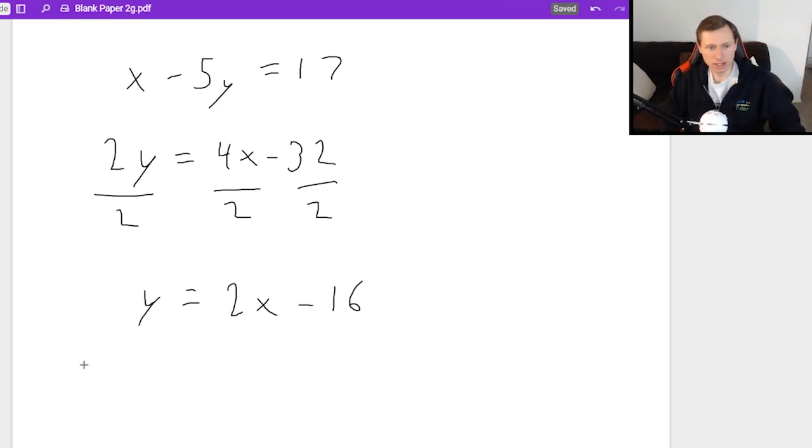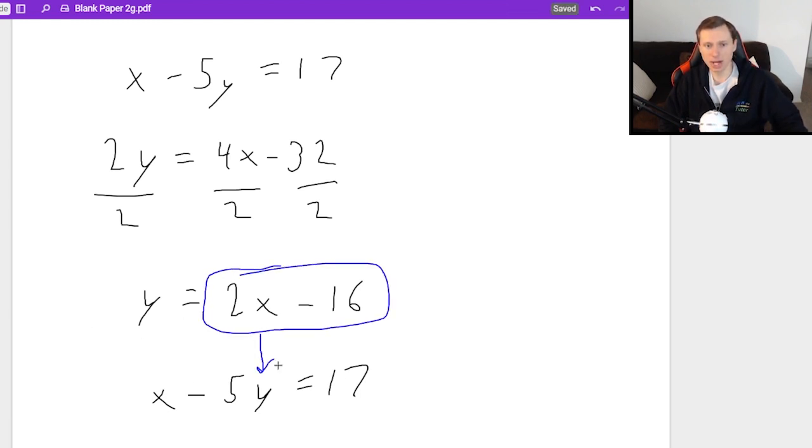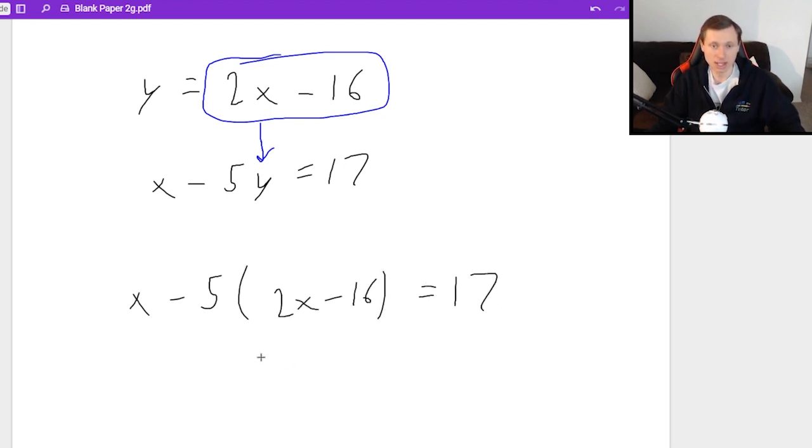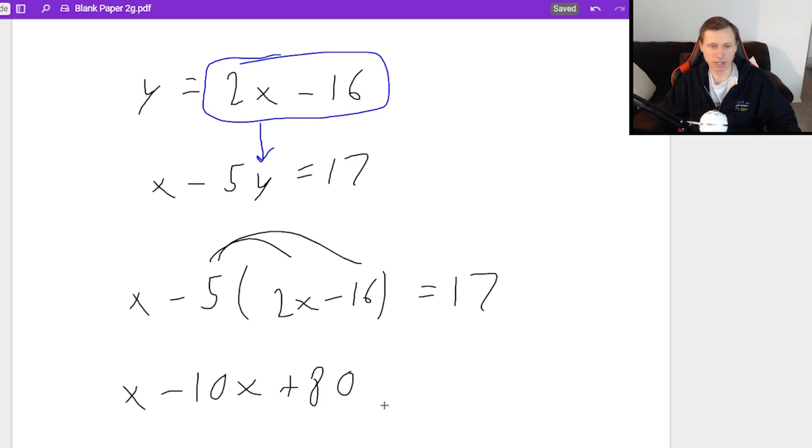I can plug this y into my first equation by plugging 2x minus 16 in for that y right there. That's what substitution method tells us to do. So I'll have x minus 5(2x minus 16) equals 17. Now I just need to distribute the negative 5 to both things. I'll get x minus 10x, and then negative 5 times negative 16 is positive 80. If you don't believe me, you can check your calculator. And that's going to equal 17.